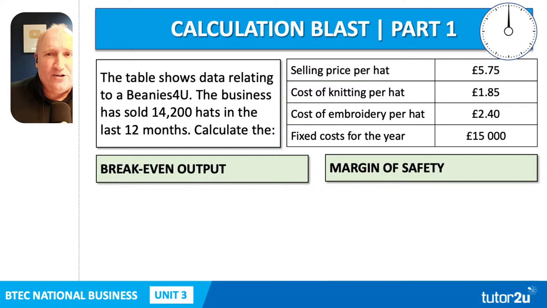So there we are. We've got some information on the screen there. Selling price per hat. Cost of knitting the hat. Cost of embroidery per hat. So those sound like variable costs. Fixed cost for the year, £15,000. And we're also told the business has sold 14,200 hats in the last 12 months. So over to you now.